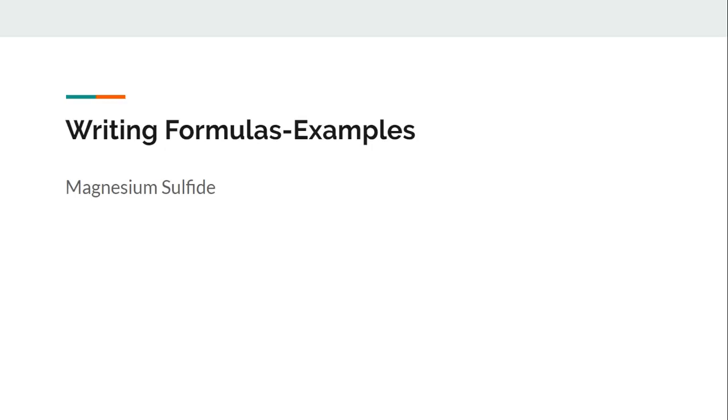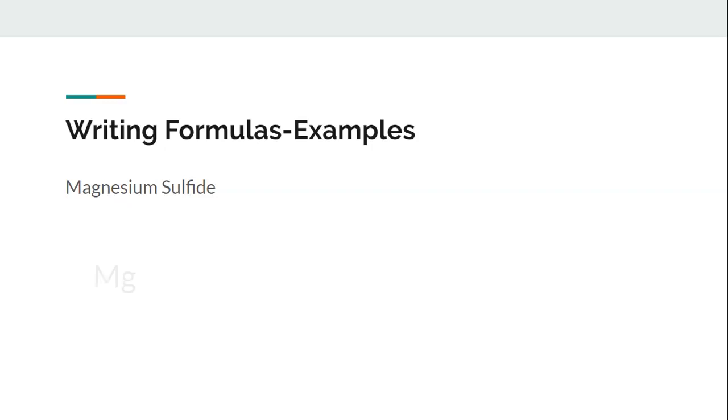So my first one is magnesium sulfide. So my first question is, is this ionic or is this covalent? Well, let's look at my first word. It's magnesium. Magnesium is on the left side of the periodic table. It's in column 2, row 3. It is a metal. So I have an ionic bond.